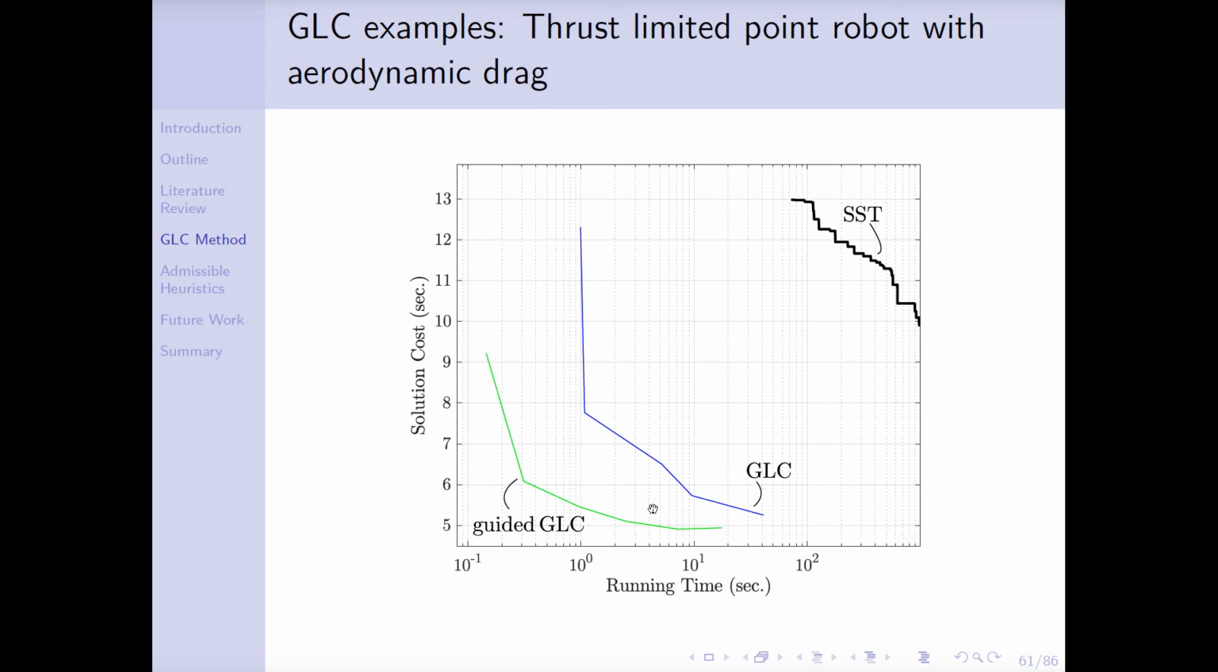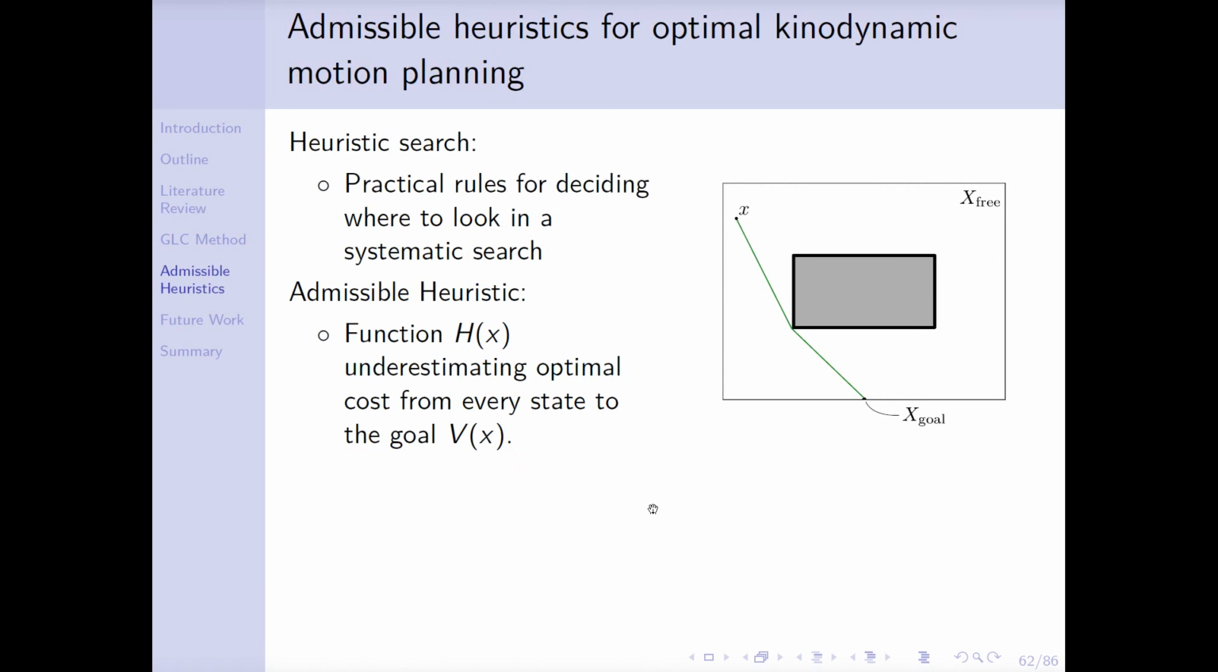But now if we consider running the algorithm with an admissible heuristic to guide the search, we can speed up the runtime of the algorithm by another order of magnitude or so. And this once again puts us in the ballpark for real-time applications. And so this brings me to the second part of the presentation, which is tools for the analysis and construction of admissible heuristics for the optimal kinodynamic motion planning problem.